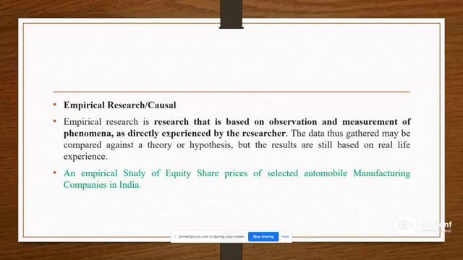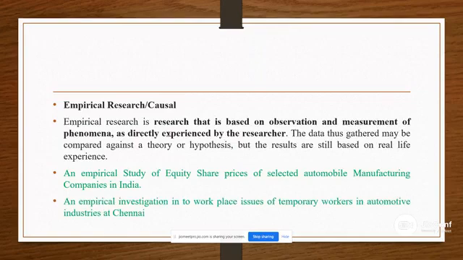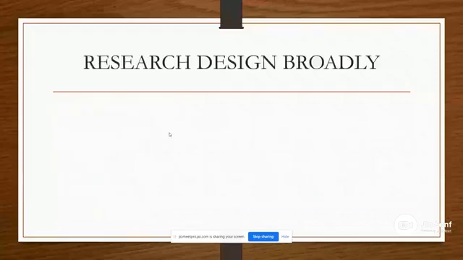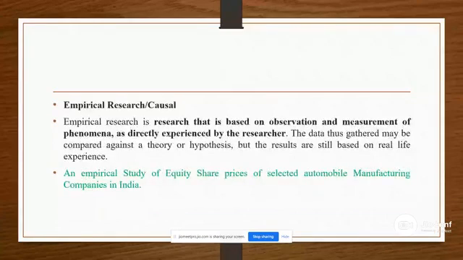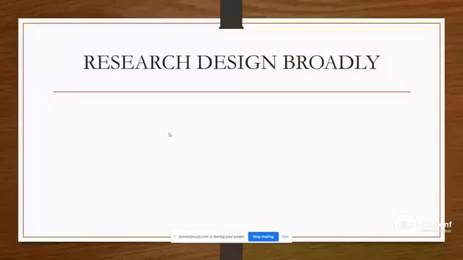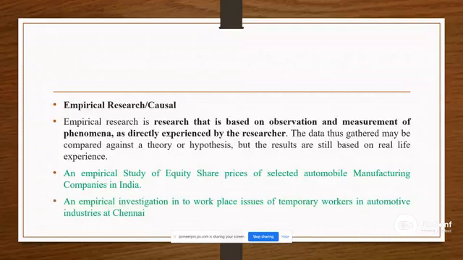So empirical study of equity share prices of selected automobile manufacturing companies in India, and empirical investigation into workplace issues of temporary workers in automotive industries at Chennai. So these are certain examples. So I hope you are clear what the three basic types of research are. First is your descriptive research, second is your empirical research, and then you have exploratory research.